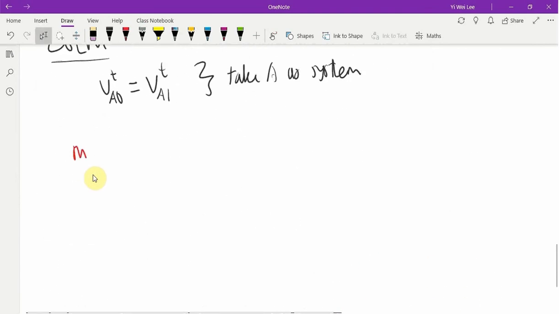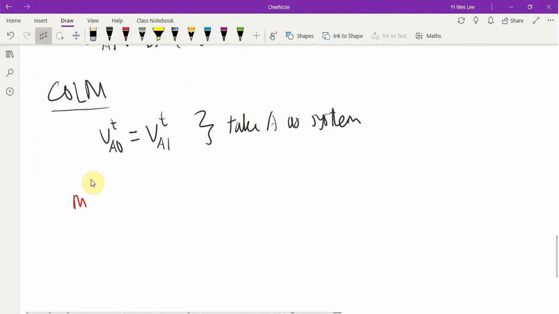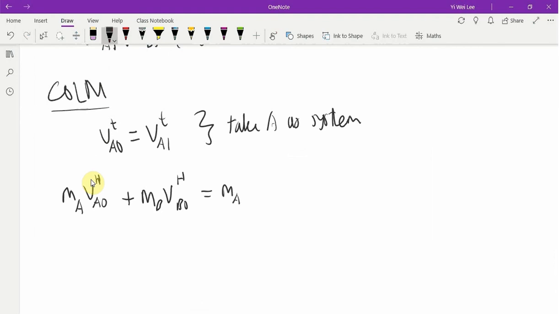So in other words, I can say, if I were to draw my momentum equation with my system boundary across A and B, mass of A times the velocity of A before collision in the horizontal direction, plus mass of B times the velocity of B before collision in the horizontal direction, is equal to the mass of A times the velocity of A after collision in the horizontal direction, plus mass of B times the velocity of B after collision in the horizontal direction.